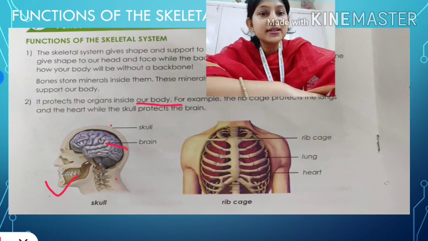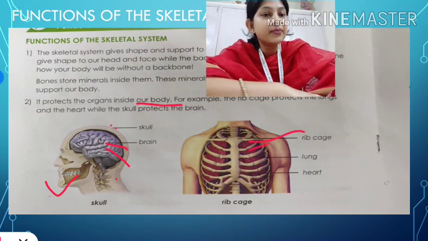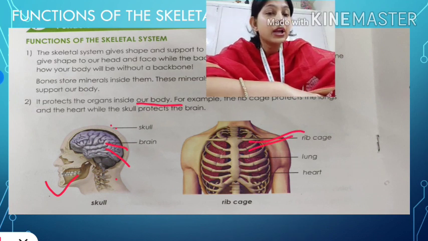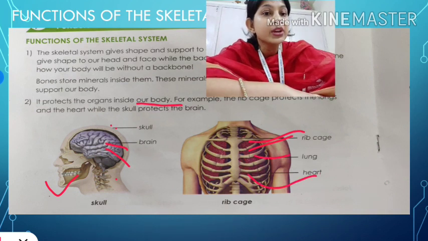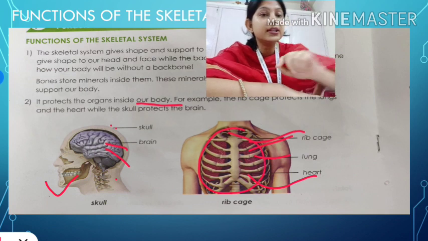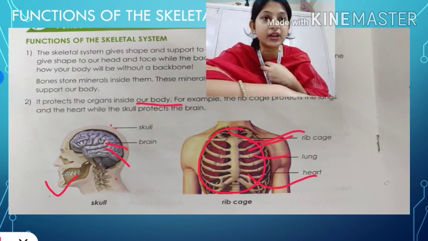See here, this is the skull and our brain is protected. Yes, and see this one, rib cage. I have already shown you. And inside the rib cage, which organs are protected? Our lungs are present here. Yes, our heart is present here. So the rib cage is very important. It is protecting one of the most vital organs, very important organs in our body.